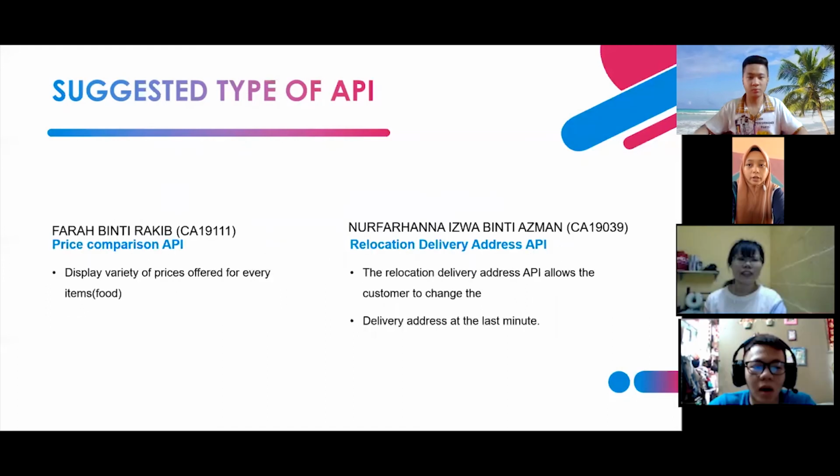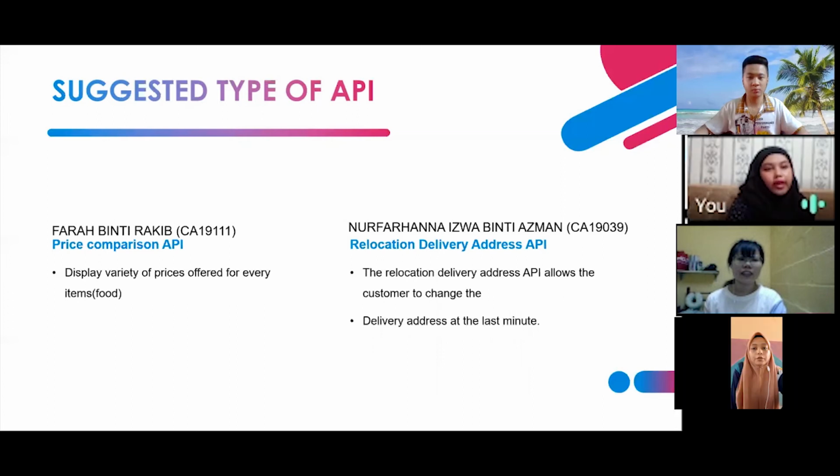As for price comparison API, Foodpanda only provides one price for every item. They should provide many prices so the user can choose which price they want. This will help the user to choose the cheapest price of the food they want.